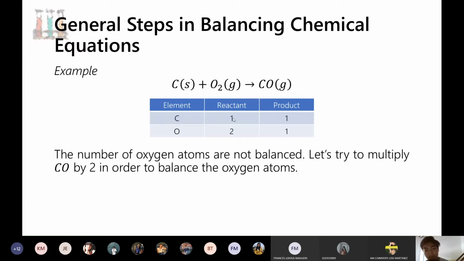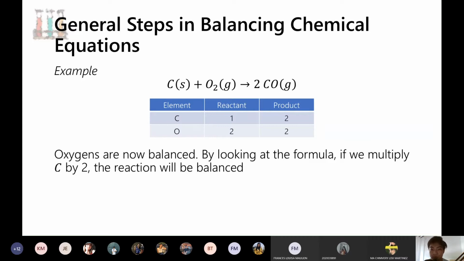So we have here one carbon on the reactant side and one carbon on the product side. We have two oxygens on the reactant side and one oxygen on the product side. So how do we usually balance this? Usually mga odd numbers, ginagawa nating even numbers. So we multiply them by 2. Ganun yung usual technique, diba?